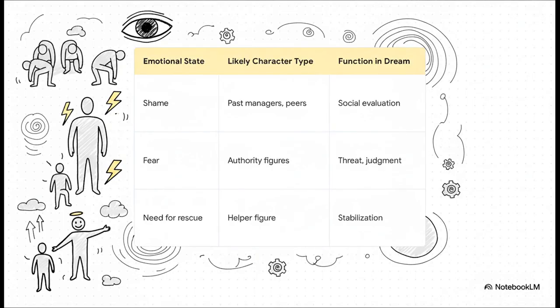And here's the logic behind that casting call. It's pretty clear, right? If the dream script requires a feeling of shame, the brain might cast some old bosses or maybe peers from a past job. If the script needs a shot of fear, it'll probably cast an authority figure. And if you need a rescue, it'll find someone in your memory who fits the role of a helper. The characters are chosen because they are the perfect emotional fit for the part.